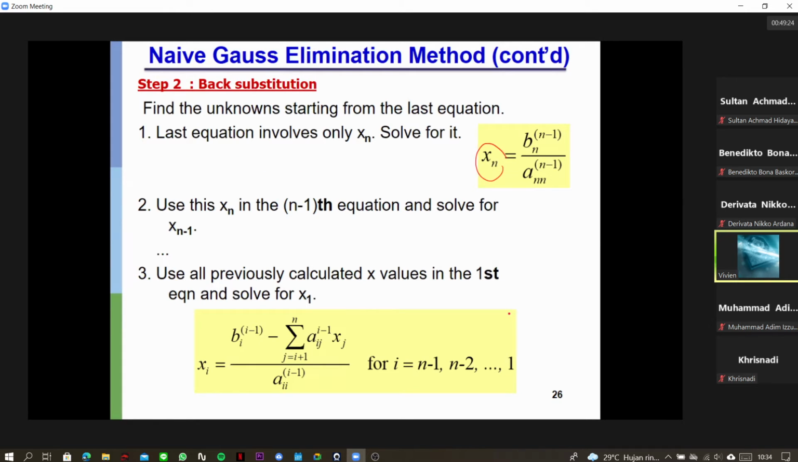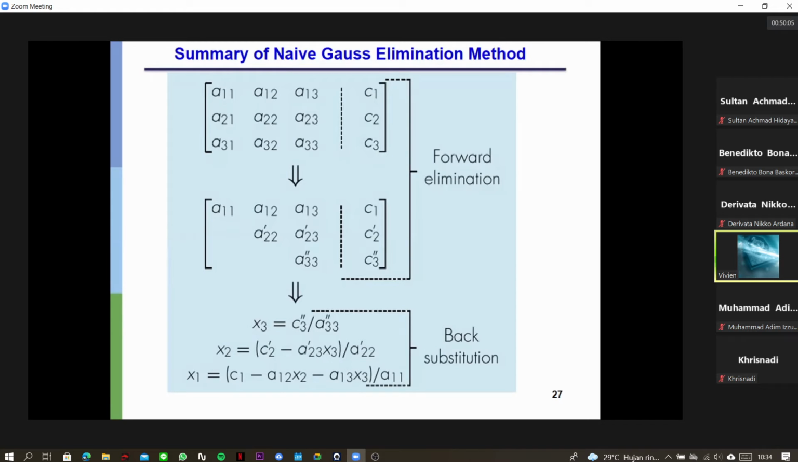Okay, so this is how we perform the calculation, and this calculation can be generally written as this one. So xi, if we want to find xi up to the first equations, the xi can be calculated by bi from i minus 1 minus sigma j equals i plus 1 up to n, aij i minus 1 xj, divided by aii i minus 1. If you look at this mathematical subscript and superscript, it might look very complex, yeah? But actually the algorithm is very simple, yeah. Okay, so this is what we do.